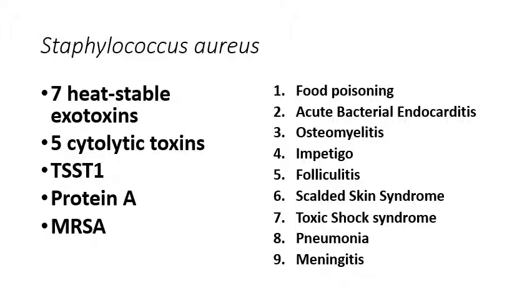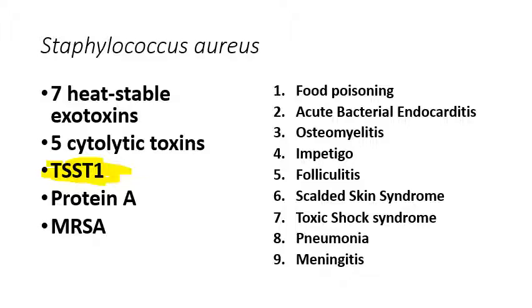It produces 7 heat stable exotoxins. So if you have staphylococcal food poisoning, staphylococcal contamination of food, cooking it will not get rid of it. It also has 5 cytolytic toxins. It produces a toxin called toxic shock syndrome toxin 1, TSST. That one is important because there's a historical anecdote about that. TSST1, toxic shock syndrome toxin 1.